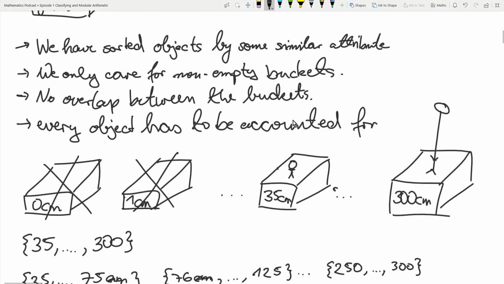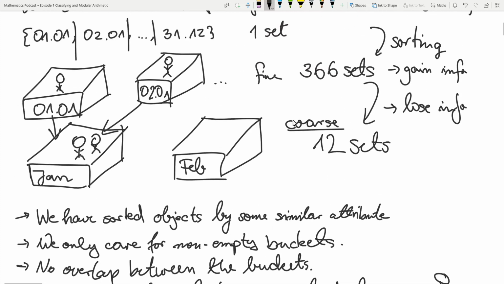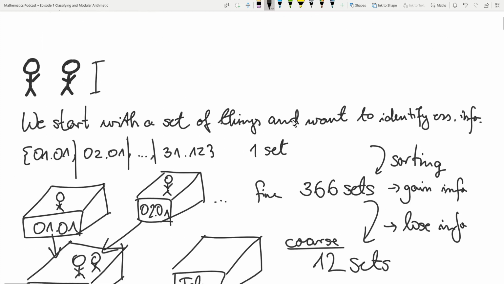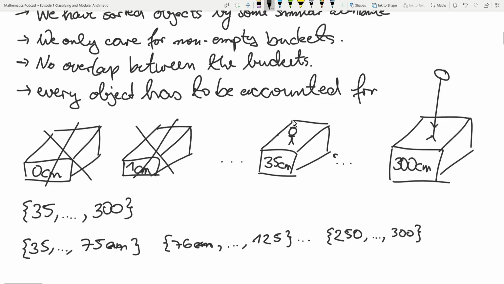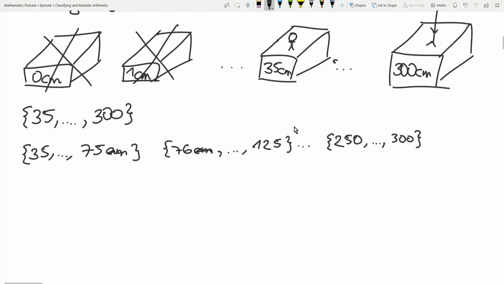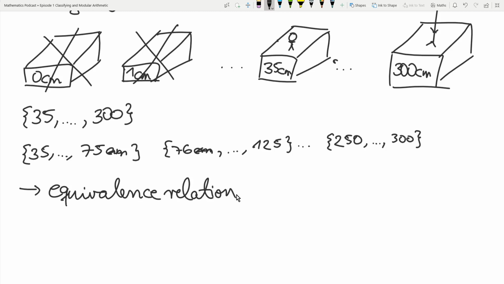So this is the mathematical concept of what is called an equivalence relation. And I don't want to go into detail of what the mathematical definition of an equivalence relation is at this point in time, but I will write it down if you want to look it up in Wikipedia or something. So this is an equivalence relation, where this gives rise to an equivalence relation.